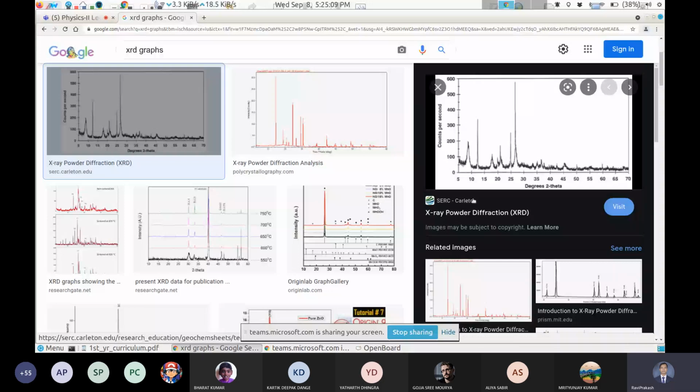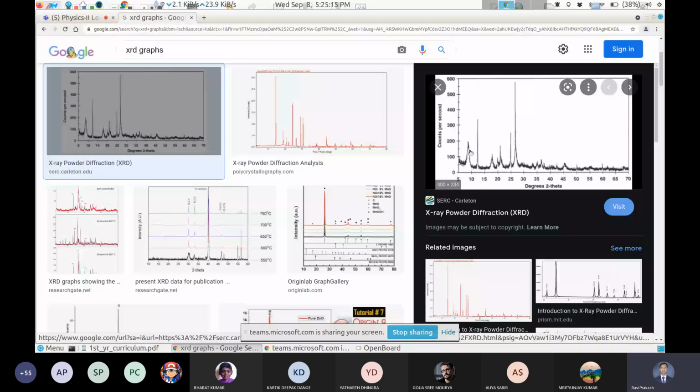There is this physics behind the broadening of the peak also. The broadening of the peak has its own physics. We will not discuss that. This tells you in how much range your crystal is uniform.